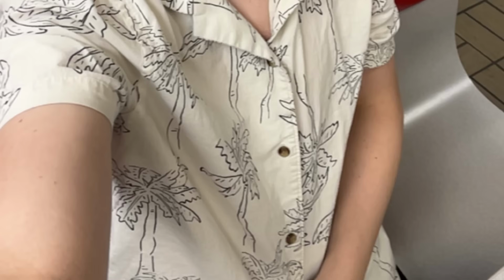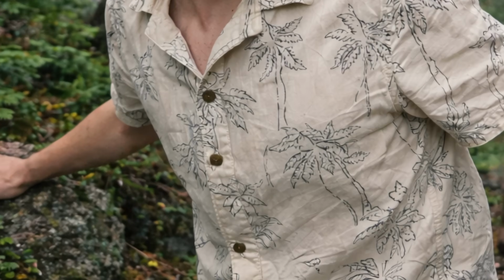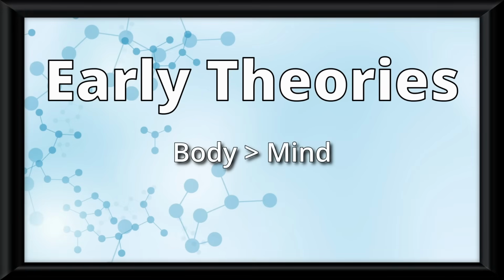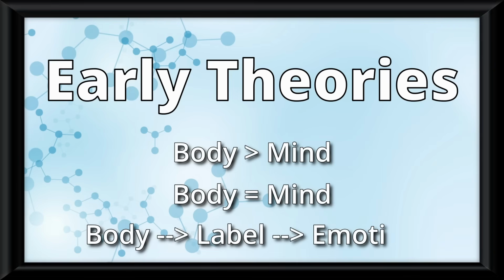Like, for example, say I see a bear in the woods and I get scared. Is it my body that reacts first or my mind? Early theories into this suggest that it is the body that reacts first and then the mind. But then other people argued that both reactions happened at the same time, and then a third argument arose that you first feel physiological or body arousal, then you label it based on context, then that label becomes emotion.